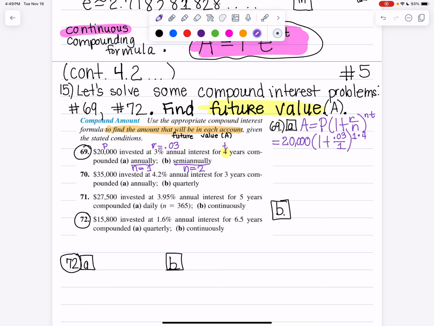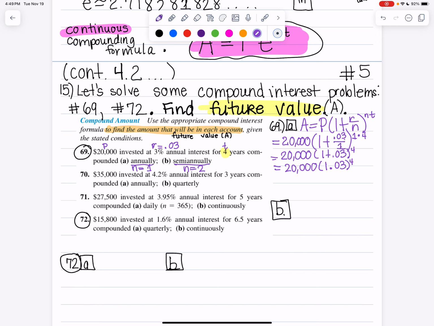Just work this out. 1 divided by anything is just itself, right? So we get 20,000 right here times 1 plus 0.03. We can multiply this on the outside, which gives us 4. We can go one more step and combine these two right here. Just combine that real quick so it's easier to plug in. So we get 20,000 times 1.03, and then we can raise it to the 4th. This is so much easier to type into our calculators.